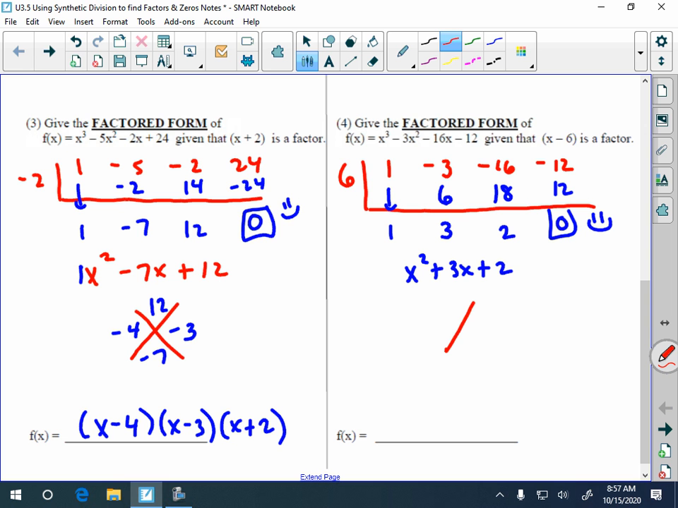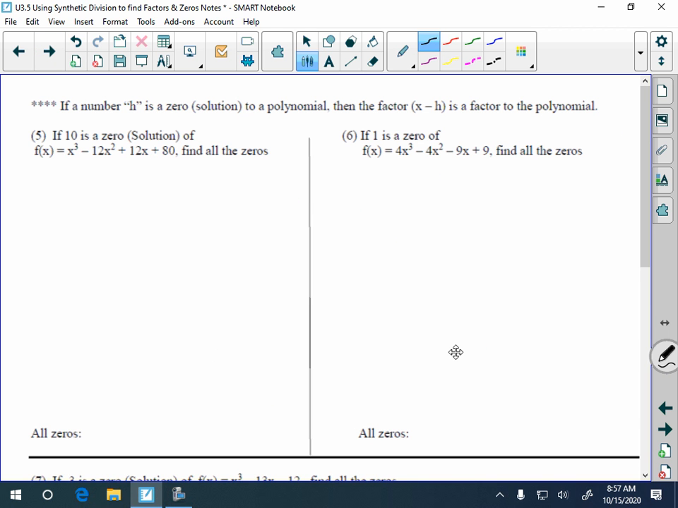All right, again, we use our x because we have 3 terms, 2 on top, 3 on the bottom. And looks like 2 and 1. So x plus 2, x plus 1, x minus 6. All right, so let's keep going.